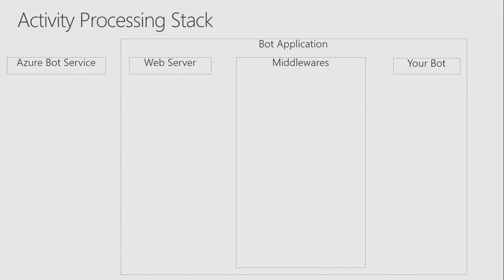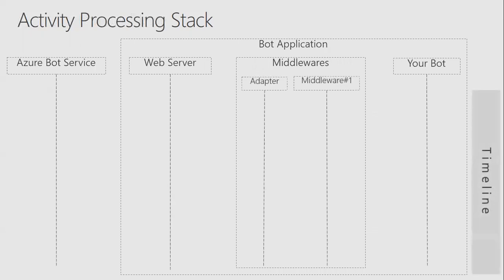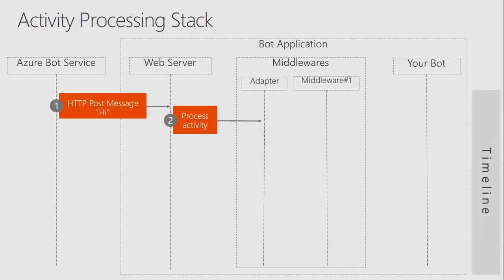Azure Bot Service will send an HTTP POST request with an activity of type message, containing the hi or hello or text sent by the user, to the web server. Whenever the request comes to the web server, it will deserialize the JSON data which you get from the POST request into an activity type of object. That activity object will be handed over to the adapter. The adapter creates the turn context and calls the middleware.